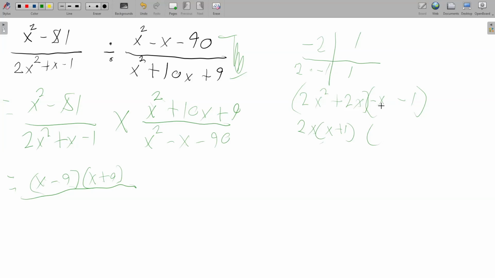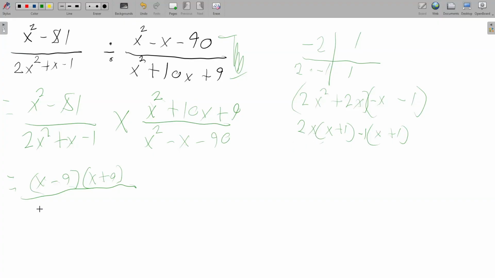What can we pull out of here? We can pull out a -1, right? Because really this is -1x minus 1. And that becomes positive, and this becomes positive. Because we've got to think we're basically dividing, right? What's -1 divided by -1? It gives us a positive 1.